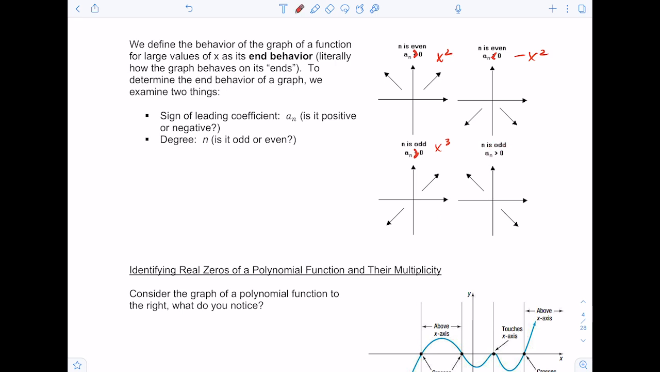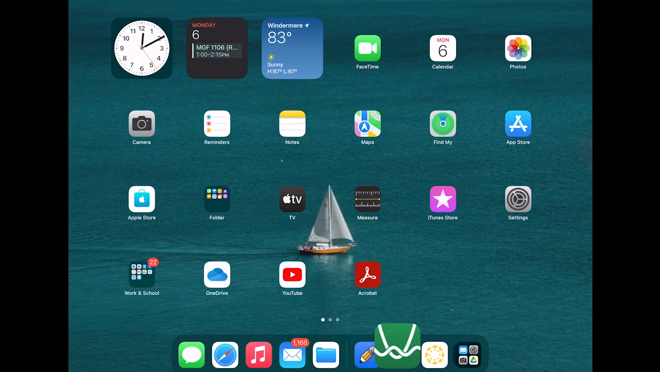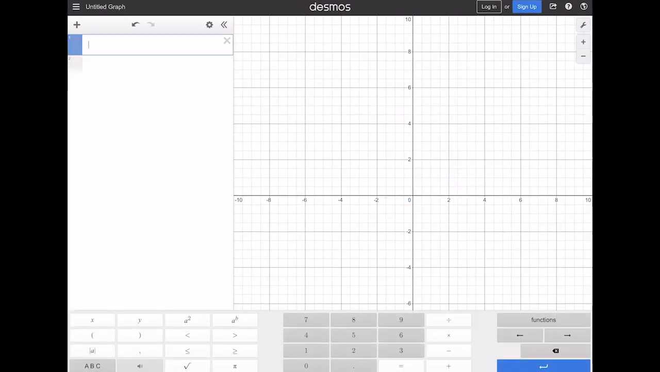So we want to change this to less than. Okay, so if I had negative x cubed and you graphed it, you would see that the left side would point up and the right side would point down. So let's take a look at that. So here's positive x cubed.